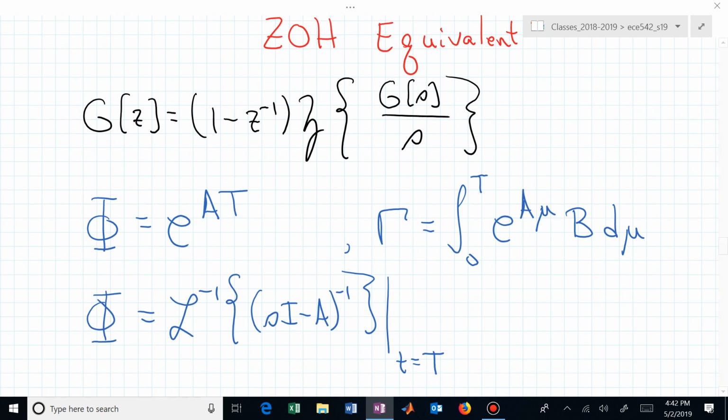If you are working with a state space representation, then you pull out this matrix exponential relationship. Phi is now e to the A T, and gamma is the integral of e to the A mu, post-multiplied by the input matrix B. If you need to compute this matrix exponential with paper and pencil, it may be more straightforward to do the inverse Laplace transform of sI minus A, that symbolic matrix inverted, and then evaluate that at the time T of your sample period capital T.